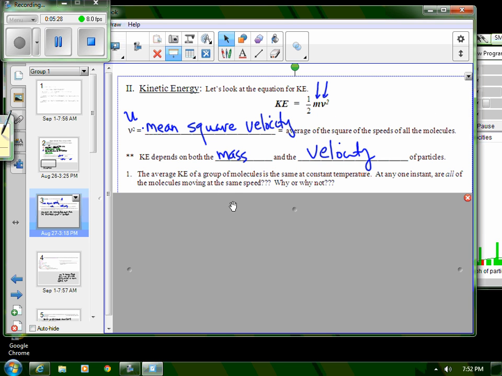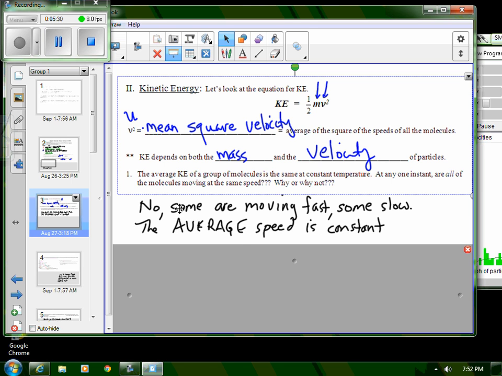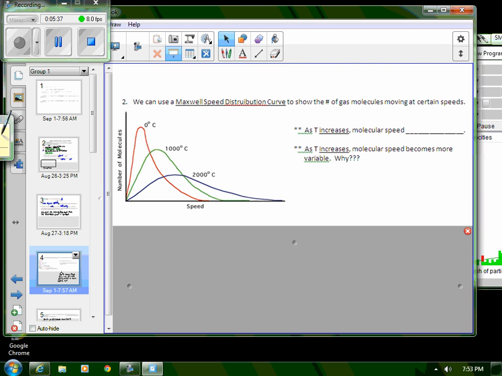So why or why not? The idea is that some are moving fast, some are moving slow, but the key here is the average speed stays constant. Now, believe it or not, this very funny looking graph represents exactly that point. You probably haven't seen one like it, but basically this one's based on temperature.